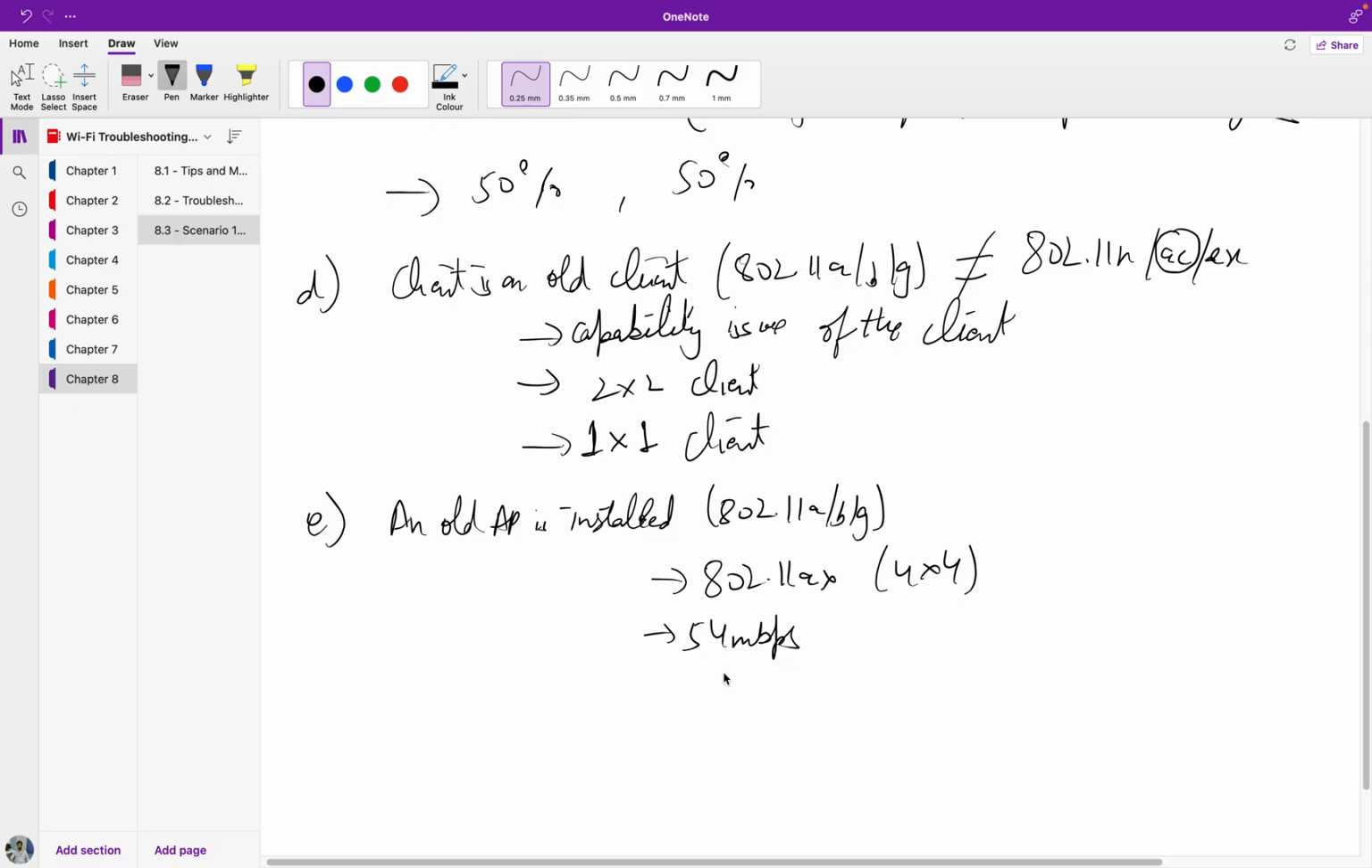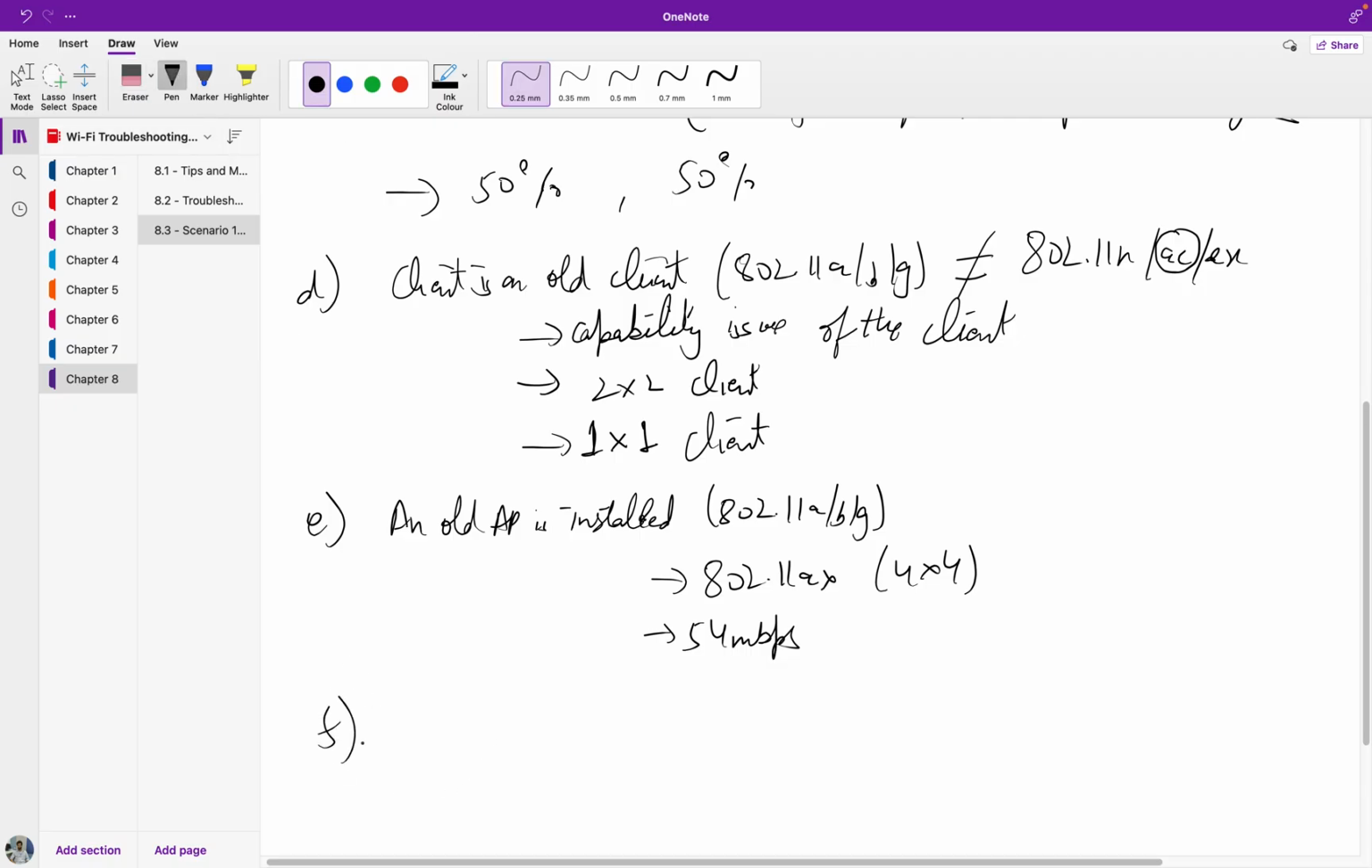Just like in the last point, where the client was not capable, here the AP is not capable. So you might want to go for a refresh, and once you put in a new AP, you should be able to get that going. Another very, very important thing to look at.